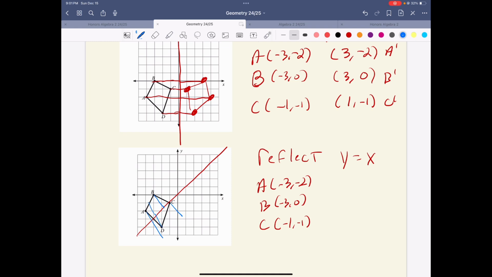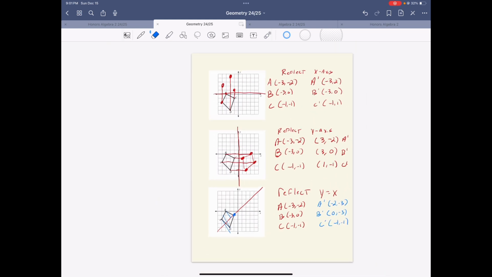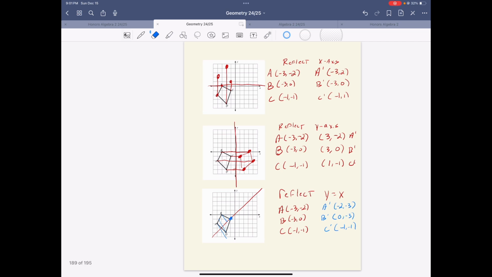So when we do our a prime, it's just going to be negative 2, negative 3. Your x value and your y value just switch. So this is going to be 0, negative 3. And your c prime is going to still be negative 1, negative 1. And I don't know why I moved that one. Shouldn't have moved that one. There it is. Okay.